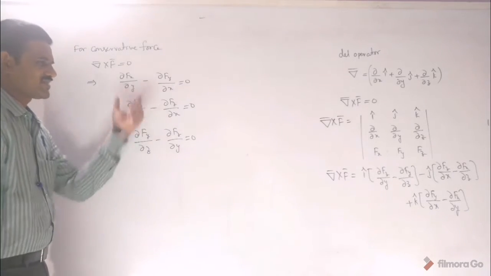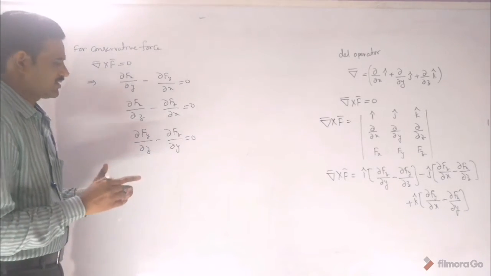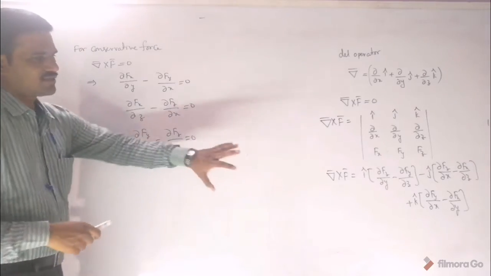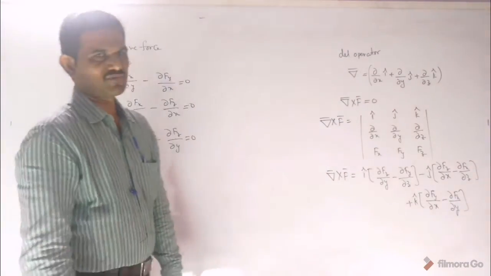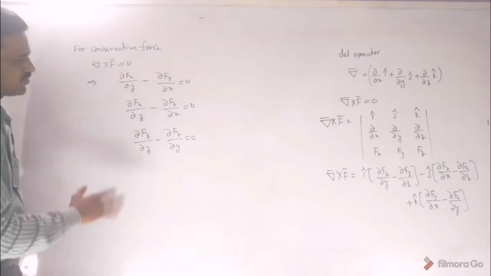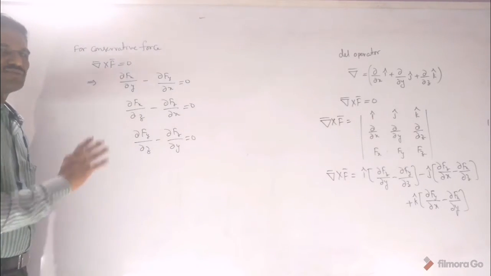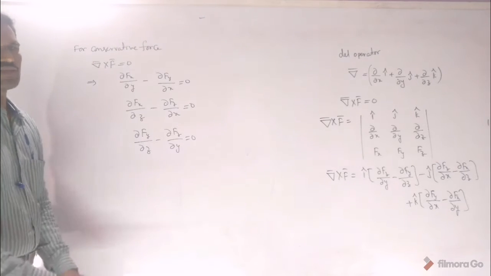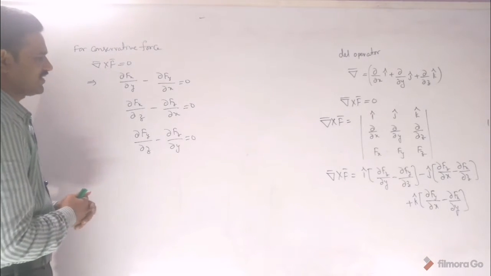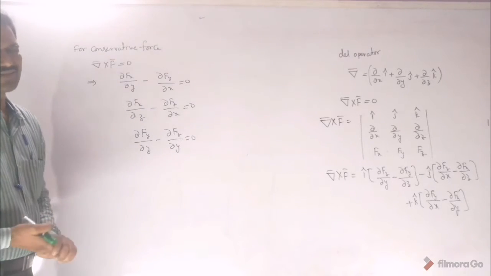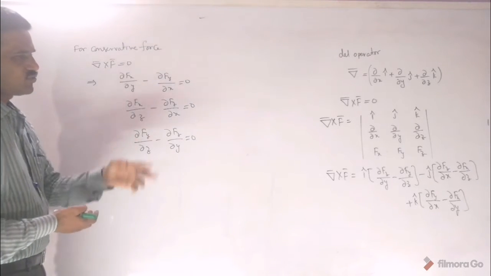That means each coefficient I am taking in order, other than that there is no change here. The i cap coefficient should be 0, the j cap coefficient should be 0 and the k cap coefficient should be 0. If these values are verified to be 0, then you can say that the given force is a conservative force, right? Like that you can verify. Generally this method will be easy when only two components are there.